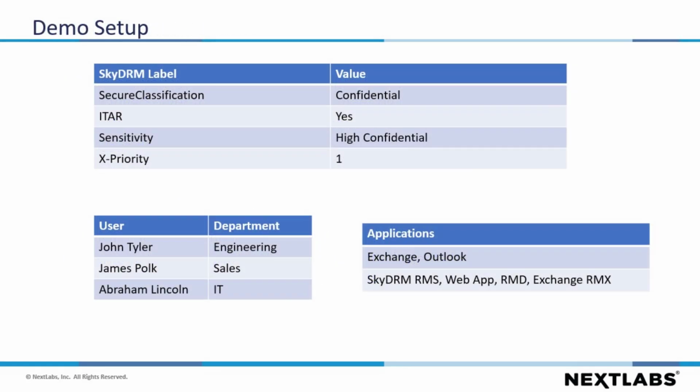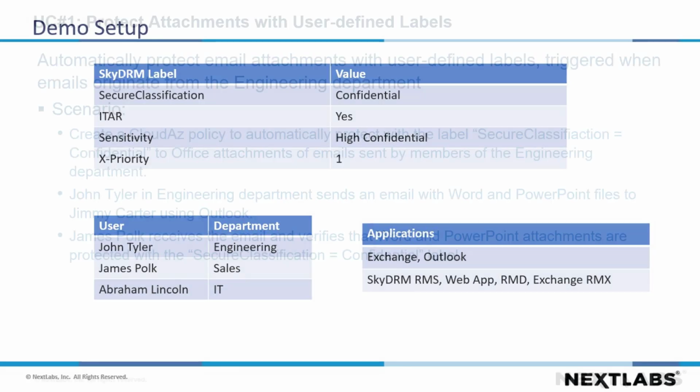In this demo, I will use 4 labels: secure classification, ITAR, sensitivity, and X priority. There are 3 users in the demo. John Tyler is in the engineering department, James Polk is in sales, and Abraham Lincoln is in the IT department. I will use Exchange and Outlook apps in this demo, along with SkyDRM RMS, Web App, RMD, and Exchange RMX.